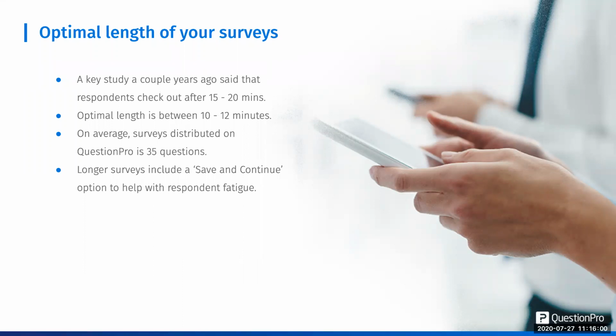And if you do have a longer survey and you can't avoid it, typically having a save and continue option is a good rule of thumb. That's where a respondent can hit save and continue, enter an email address, and then a link will be emailed to them so they can start off at the same spot where they hit save and continue. So that's a good way to go about it.